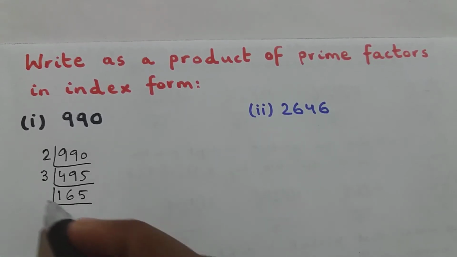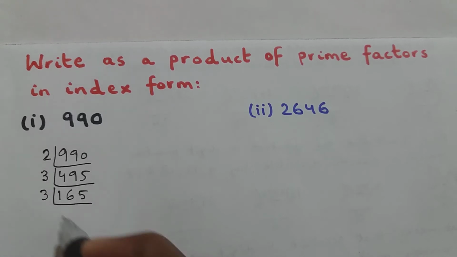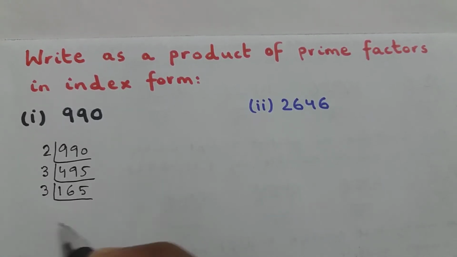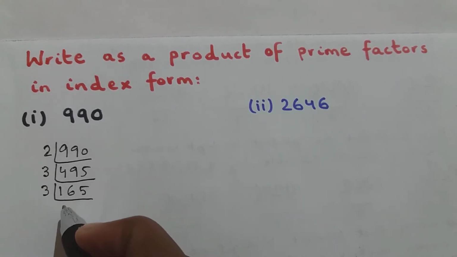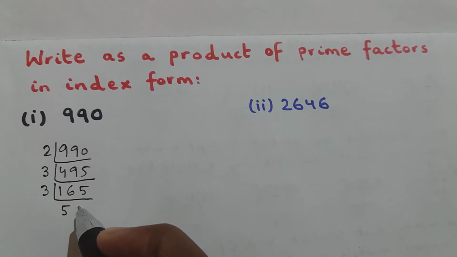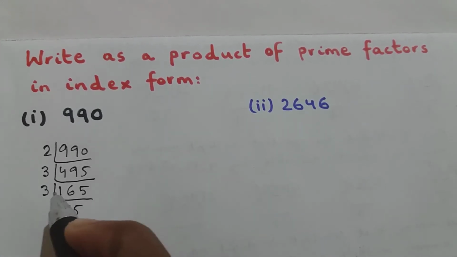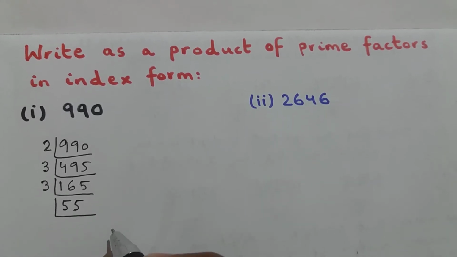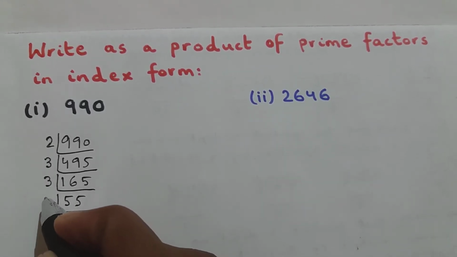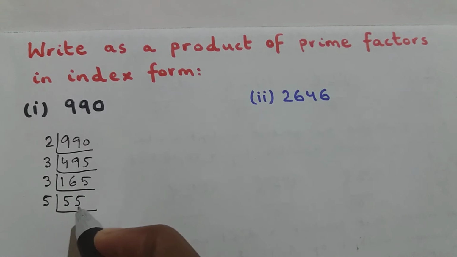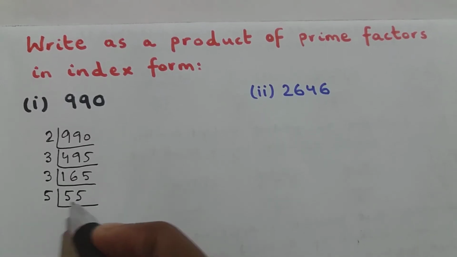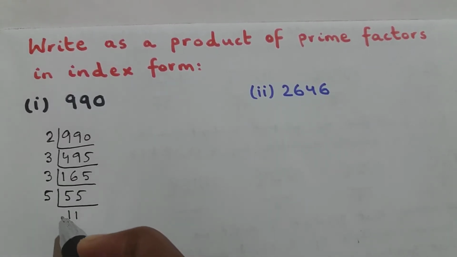Now 165 is again divisible by 3. So I will divide 165 by 3. So 165 divided by 3 is what? 3 5s are 15, remainder 1, bring this 5 down, so 15. 3 5s are 15. So 165 divided by 3 is 55. Now 55 is divisible by 5. So I will divide 55 by 5. 55 divided by 5 is 11.